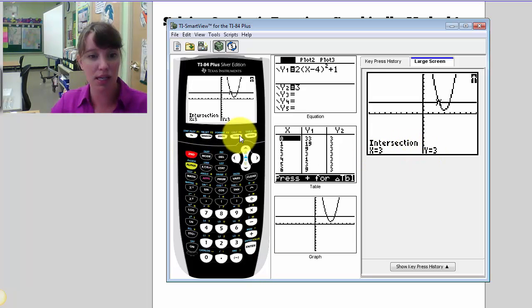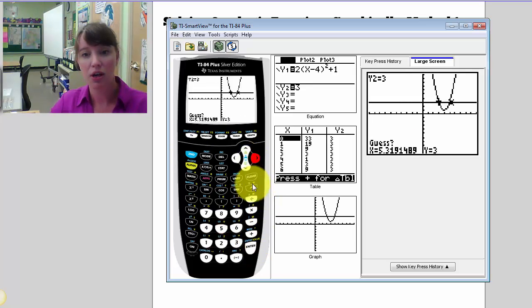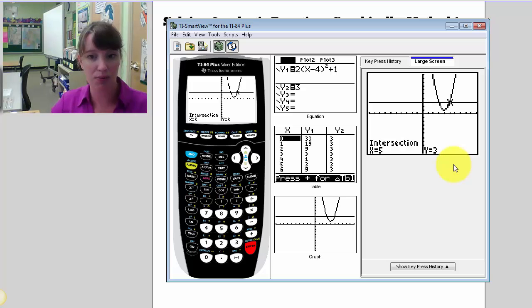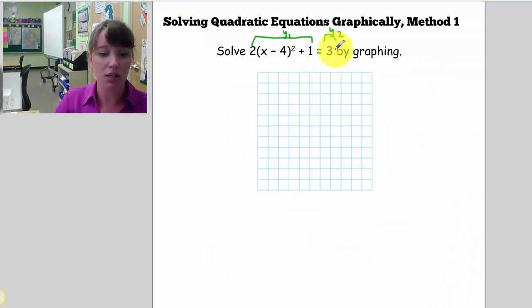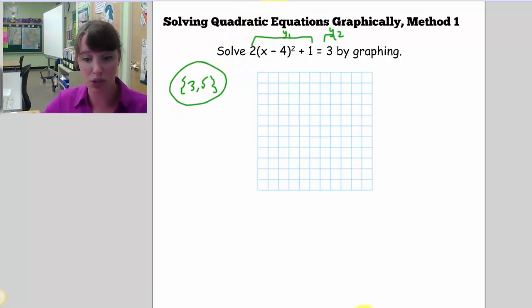And I would do the same thing again to figure out the second one. First curve, yes. Second curve, yes. This time I would arrow to the right to get near the other value here and press. It doesn't have to be exactly on there. It just has to be near it. And we'll pick it up. (5, 3) is the other value. Okay? So the solution set to this equation here is 3, 5. Remember, we would expect for a quadratic equation for there to be two solutions.